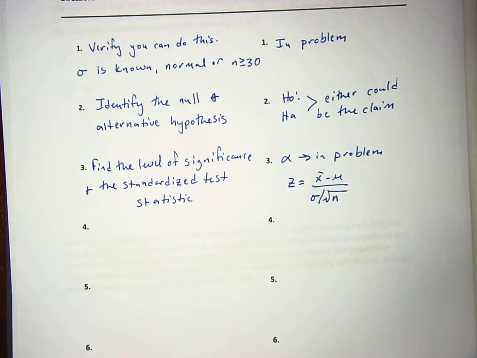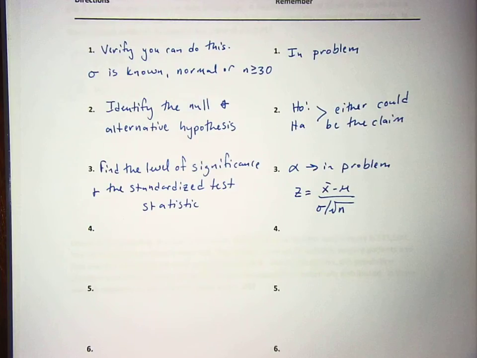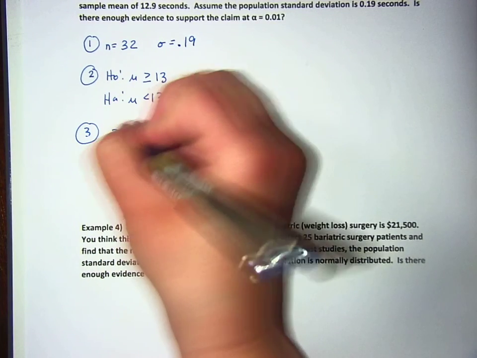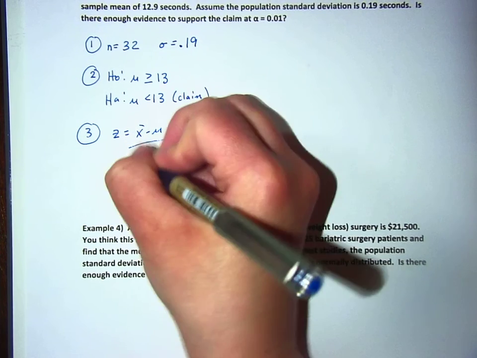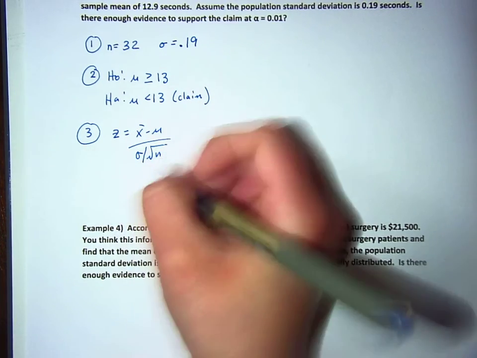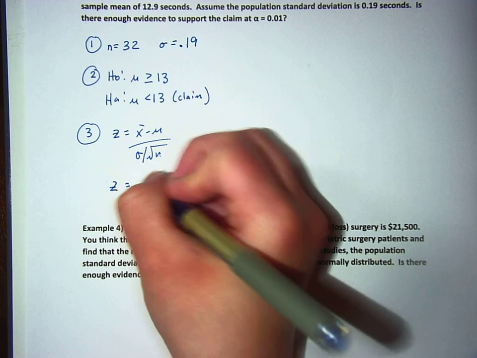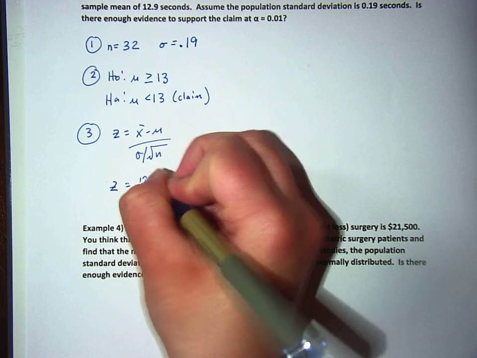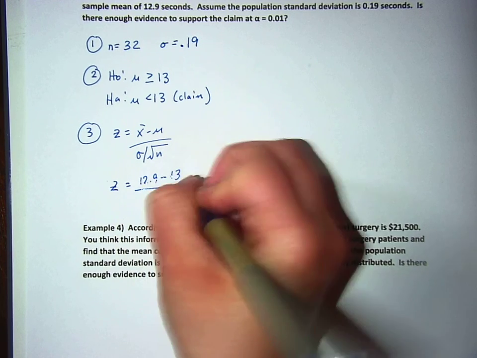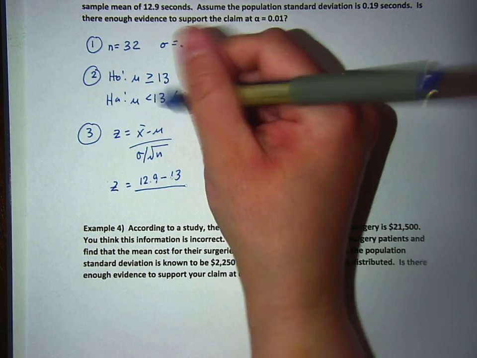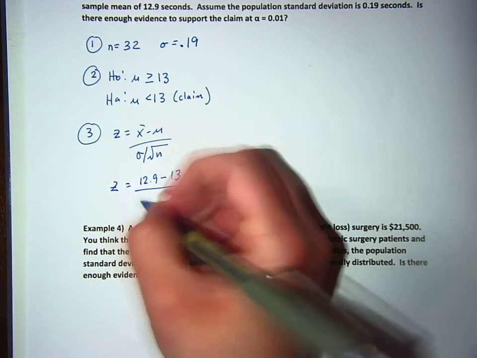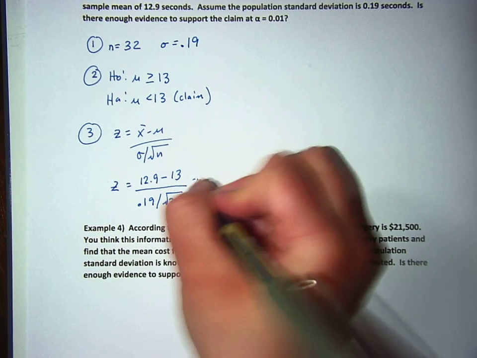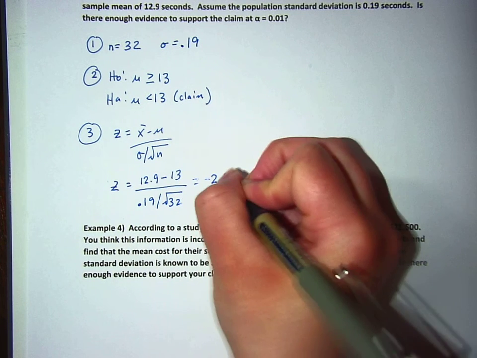So going back to the other sheet. Number 3, again, that formula was x bar minus mu divided by sigma divided by the square root of n. So for this one, x bar is 12.9, which is their sample statistic. Mu is just what your claim was back here. And then 0.19 for that sigma divided by the square root of 32. And if you do that math, you end up with a z-score of negative 2.98.